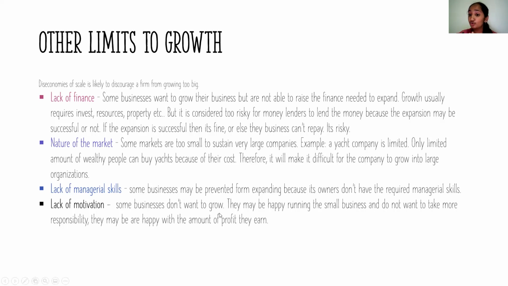Lack of motivation. Some businesses don't want to grow at all. They may be happy running the small business and don't want to take more responsibility. They may be happy with the amount of profit they earn and they are satisfied with it. So there is lack of motivation. These are the other limits to growth except for diseconomies of scale.